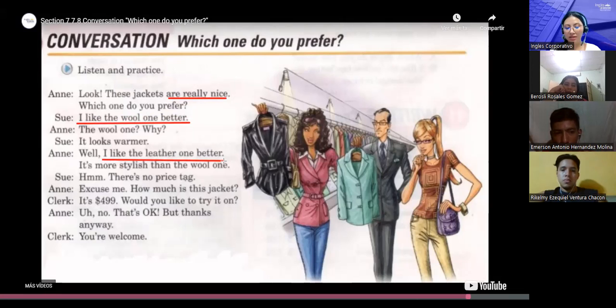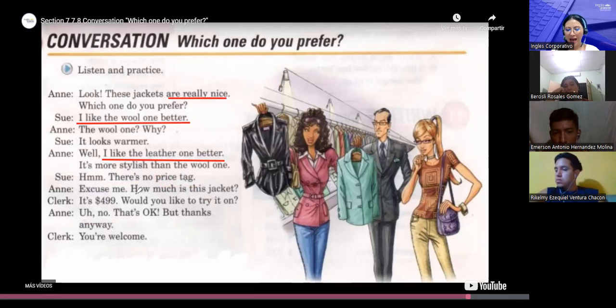And she's expressing she doesn't like the wool one. She prefers the leather one. The leather one better. Why? ¿Por qué será que le gusta la de cuero? It's more stylish than the wool one. Sí, teacher, se ve más estética. ¿Verdad? There's no price tag. No hay etiqueta de precio.